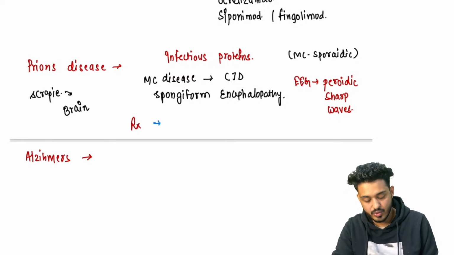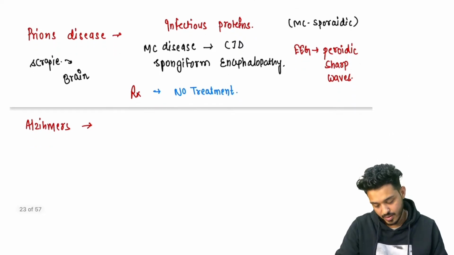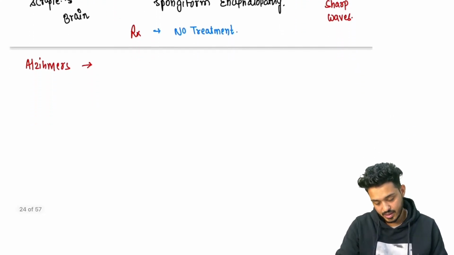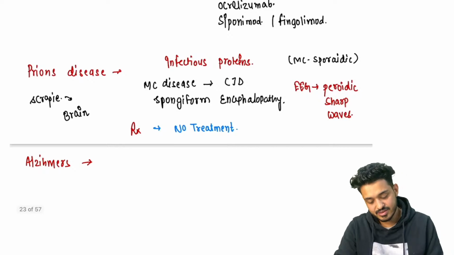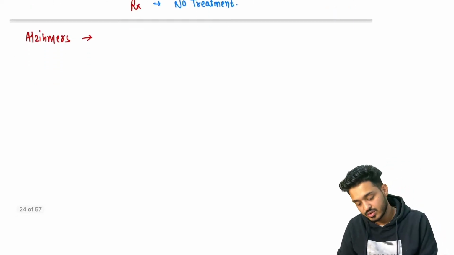So now for the treatment part, remember, there will be no treatment for this particular thing. Yes, there will be no treatment. There will be no treatment for the prion disease, right? The next important disease, this one is also sporadic. This is your Alzheimer. Alzheimer is a disease which is also sporadic.